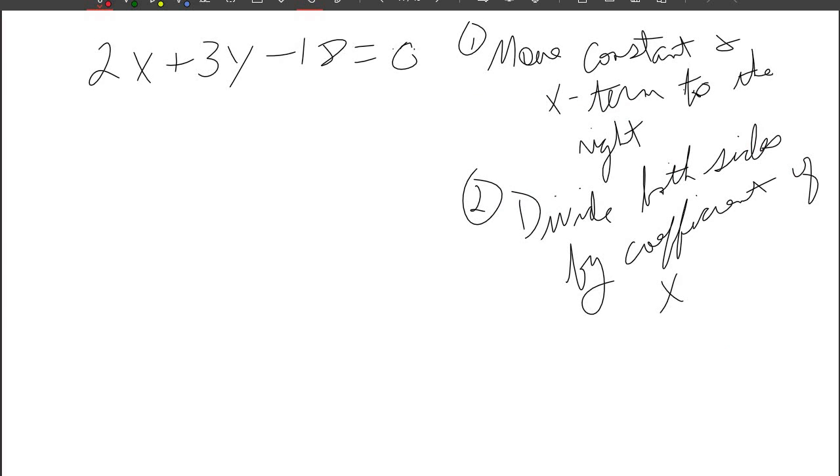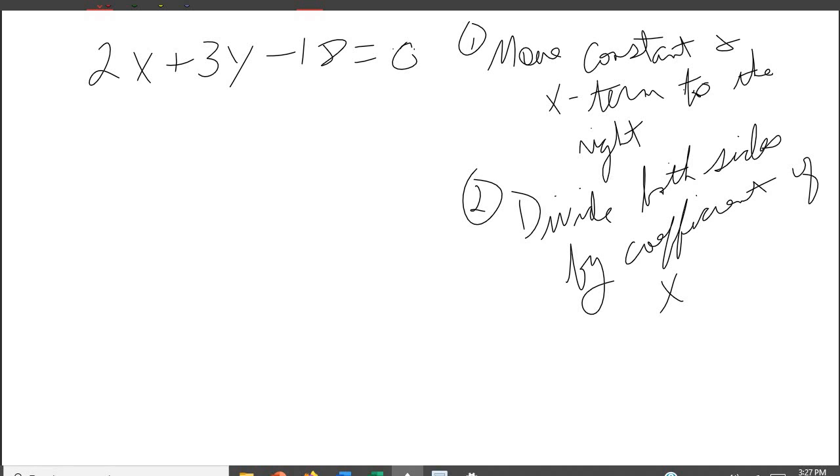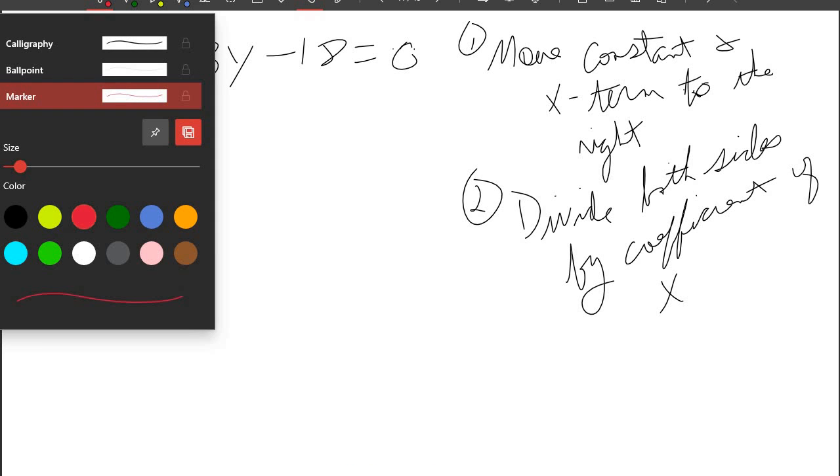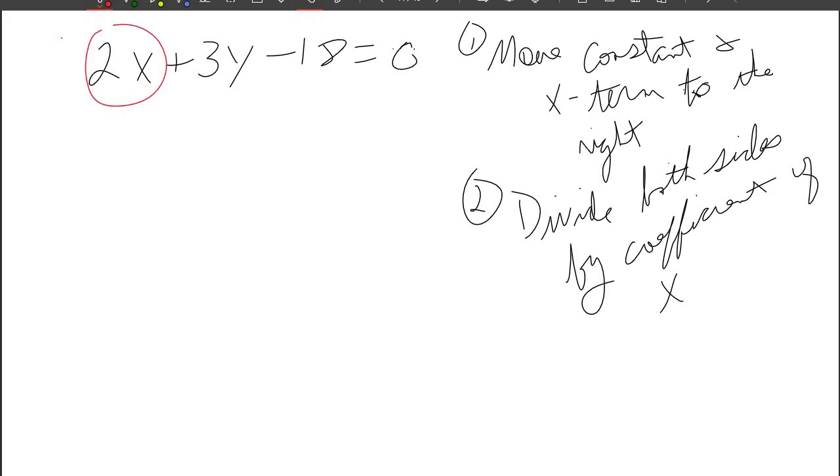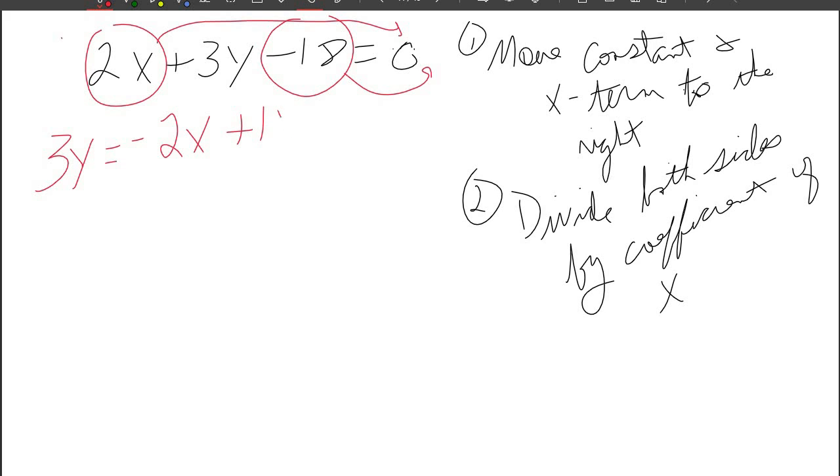Now, this is a simple process. Well, I say things are simple all the time, but I'm hoping this is not that hard for you. These are the 2 steps. You're going to move the constant and the x term to the right side. So let's do that. You're going to move this over here, and we're going to move this over here. Now remember, when you're moving something across the equal sign, the sign changes. This positive 2x becomes negative 2x. Negative 18 becomes positive 18.